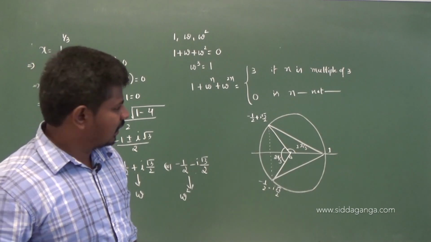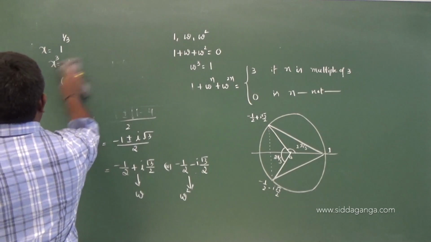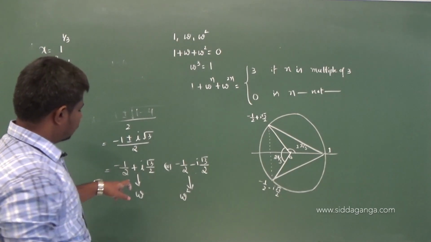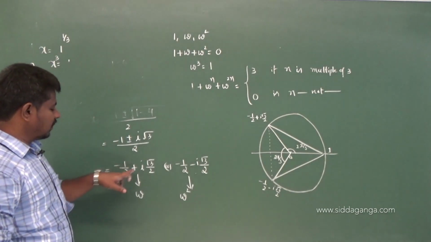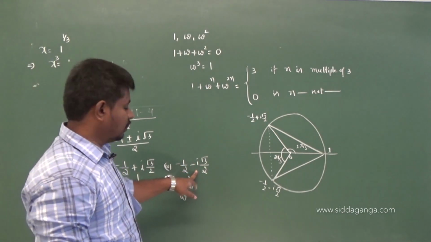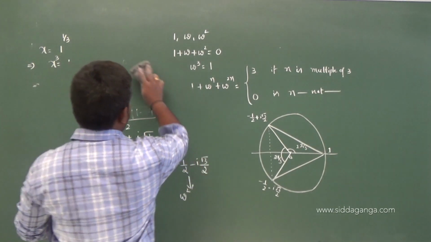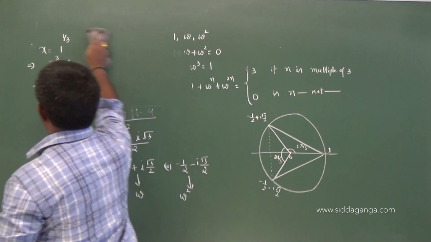In the same way, let me find the fourth roots of unity. Students, you remember this omega value, minus 1 by 2 plus i root 3 by 2, and minus 1 by 2 minus i root 3 by 2. These two are the complex roots, omega and omega square. One more real root is 1. These are the cube roots of unity, and this is an important result.